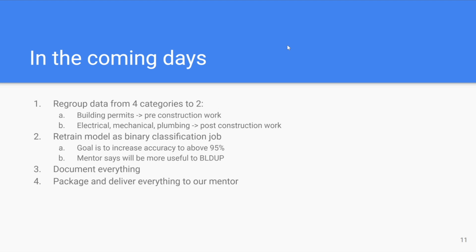In the coming days, to finish up the project, we will be regrouping the data from the 4 categories into the 2 categories that we mentioned earlier: pre-construction work and post-construction work. And then we will retrain our model into a binary classification job. And our goal is to increase the accuracy to above 95%. And our mentor says that this will be the most useful to the BuildUp platform, so that's what we're aiming for with these last model retrainings that we're going to be doing.